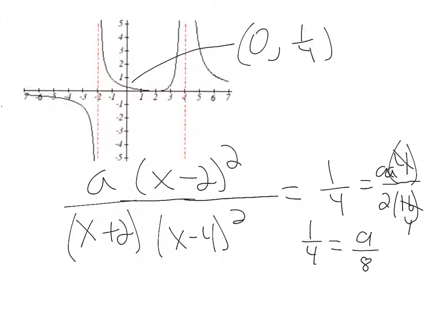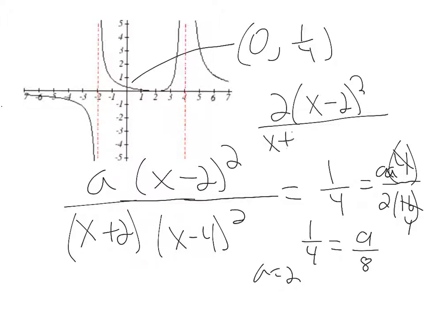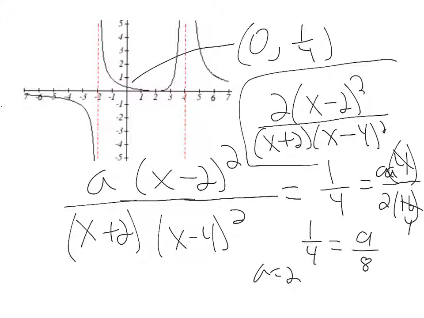So then if we multiply on both sides by 8, or do the cross products, however you want to deal with this, you should find out that a equals 2. So we're going to write 2 times x minus 2 squared over x plus 2 times x minus 4 squared. That rational function should give us a graph that looks something like this.